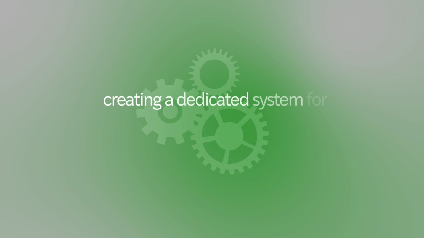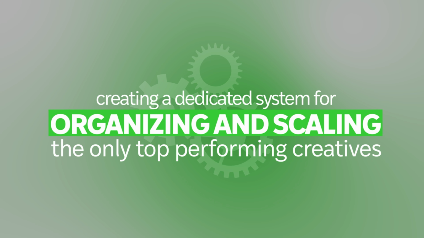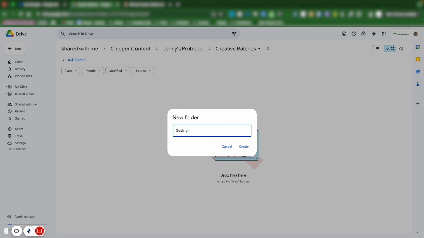And the next strategy might be super obvious, but most brands and businesses are not doing it, and that is creating a dedicated system for organizing and scaling the only top performing creatives. So what you'll be able to do is create a folder inside of Google Drive, Notion, Dropbox, or anything else and title it Scaling Block.